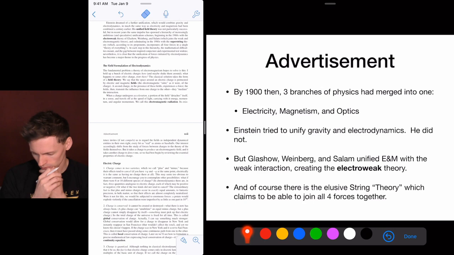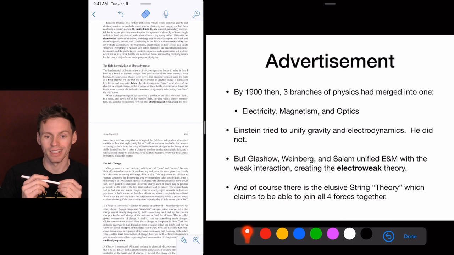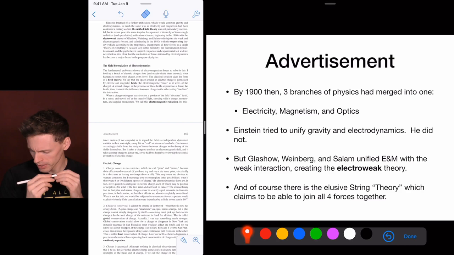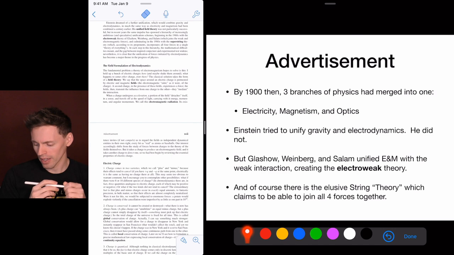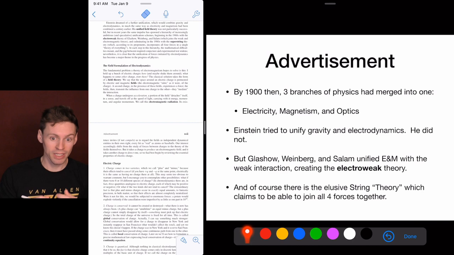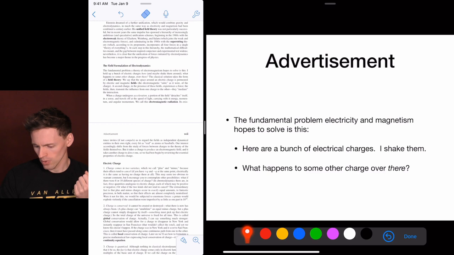So, of course, there is the elusive string theory. I call it a theory because it has not yet been proven or demonstrated to have any predictions that could be verified by experiment. I don't mean proven, because you can't prove something, but it has not been experimentally tested yet. There have been no predictions that we could verify. But string theory claims to have the ability, someday maybe, to unify all four forces together. So that's the goal right now, to unify all the forces together, and those are some examples of unifications.